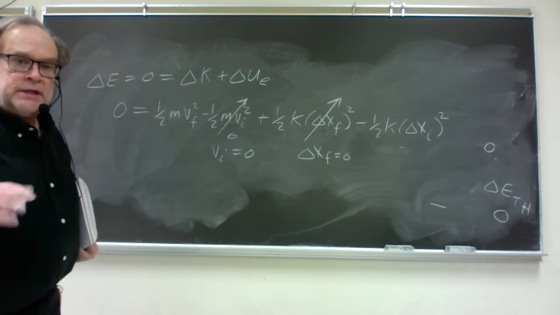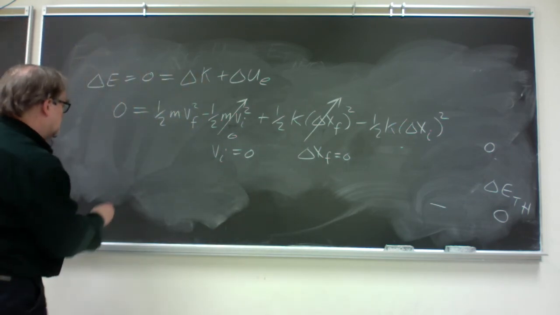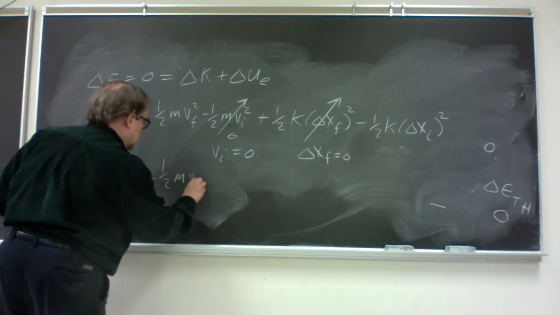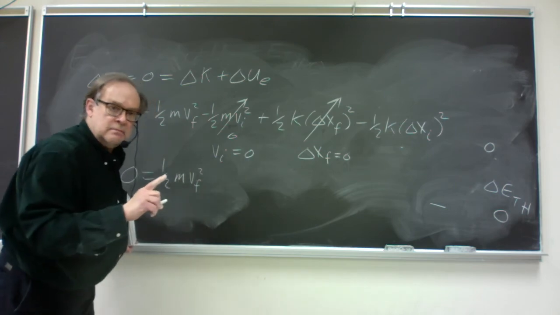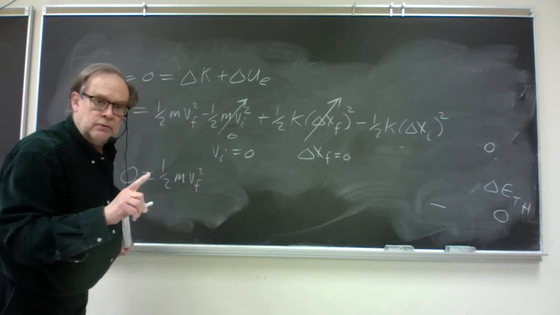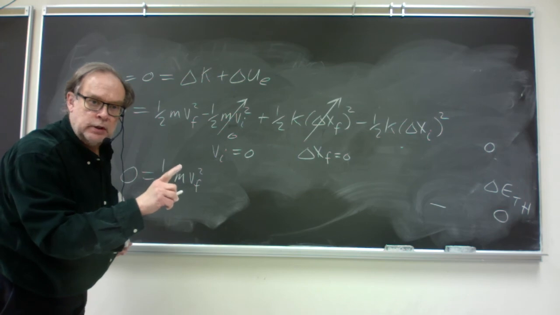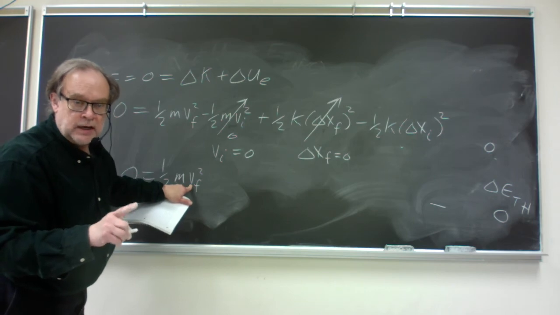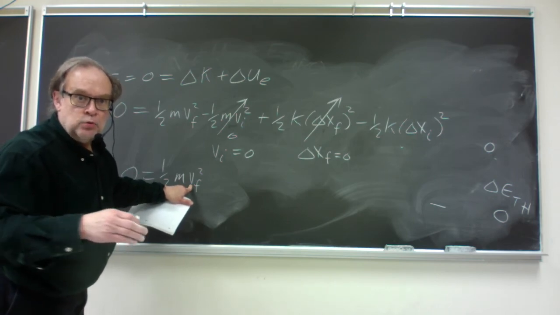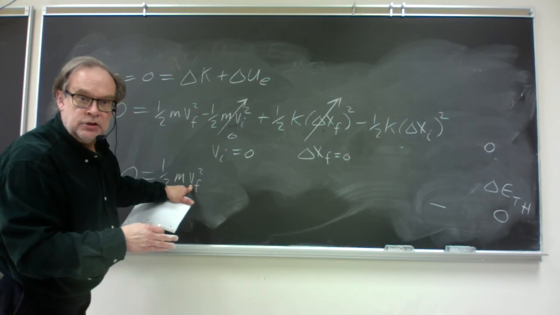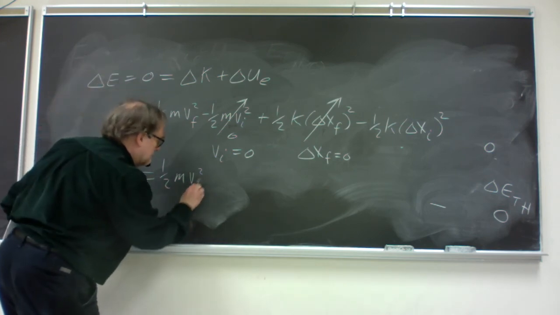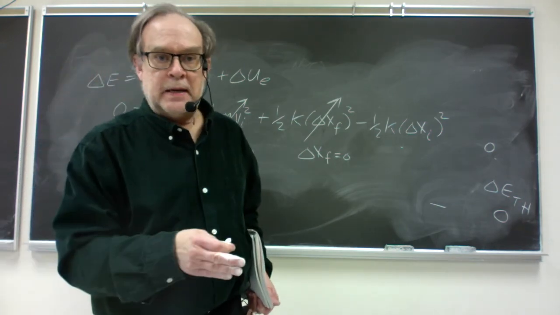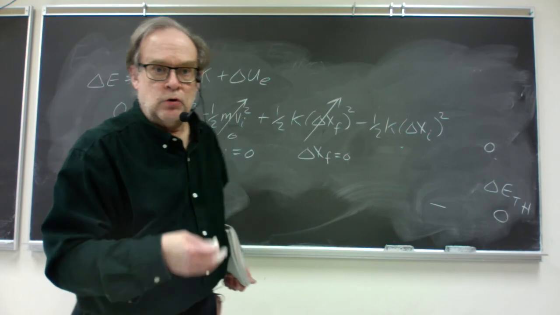And then the equation comes down to just two things. 0 equals 1/2 mass times final velocity squared, but let's call that the final velocity, which happens when the mass is at equilibrium. In other words, this is the velocity at equilibrium, which is the highest velocity that it achieves. So we'll call it that. The velocity when the oscillating object gets back to equilibrium is the maximum, or has the maximum speed.